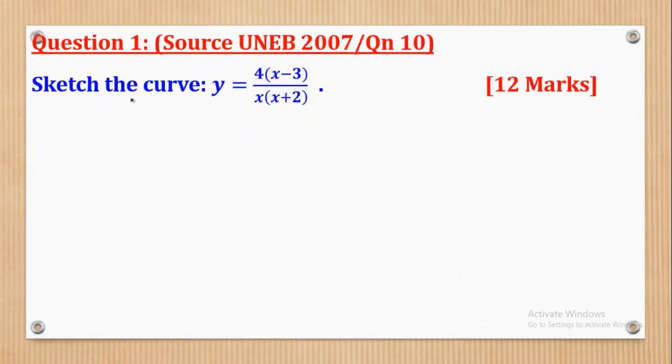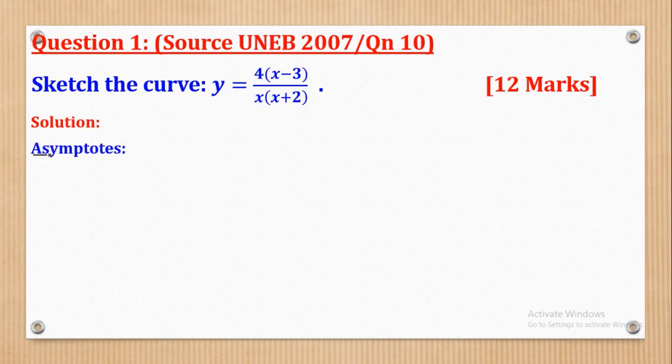Like I told you, our priority on this platform is UNEB questions. So let's first look at UNEB questions and rational functions of that form. Question 1 came from UNEB 2007 paper 1 question 10 and says, sketch the curve. I think we realize that the denominator is factorizable. Therefore, you can go through the steps we have listed above.